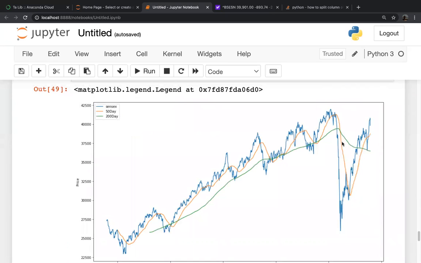So as long as the market is down like this, it is saying false. That means do not buy. Once it does the crossover, then it will start showing true. True means buy. It will start giving you the indicator to buy.